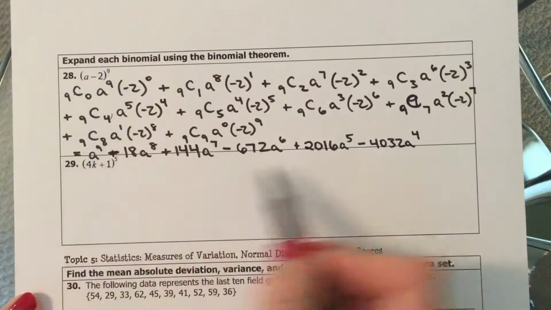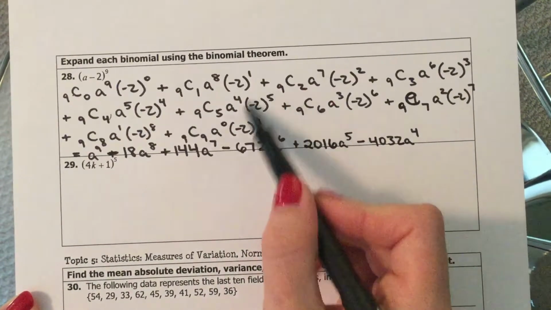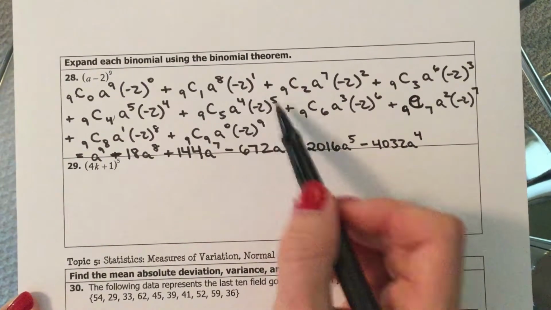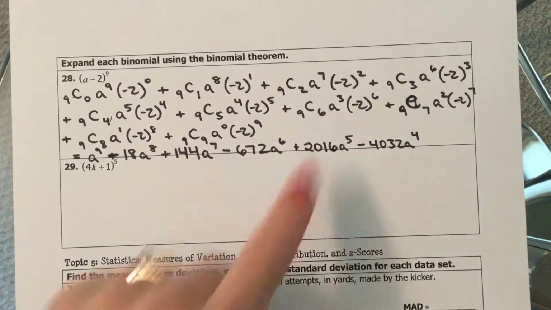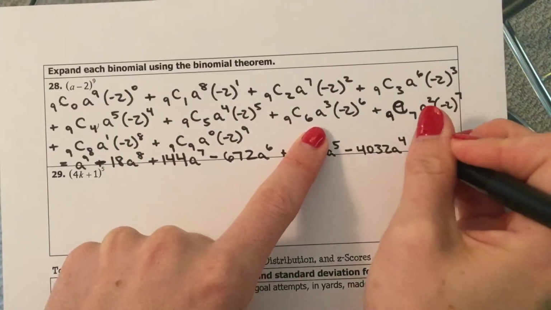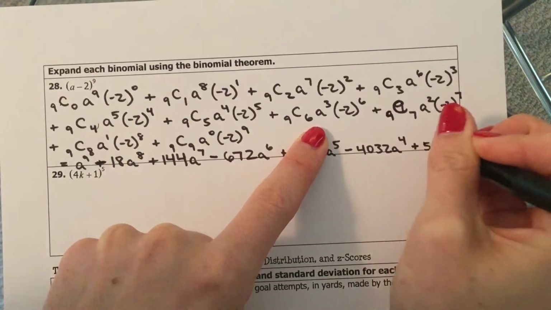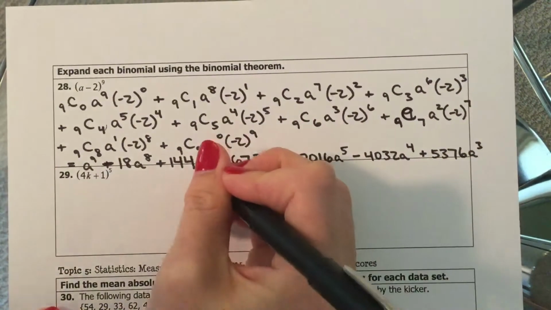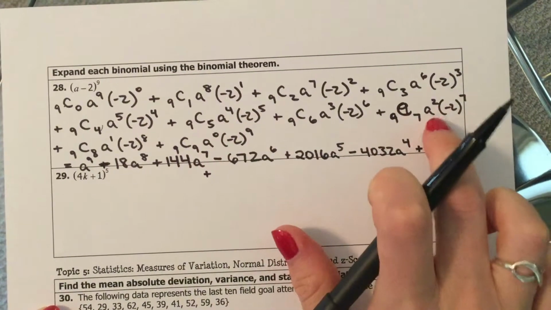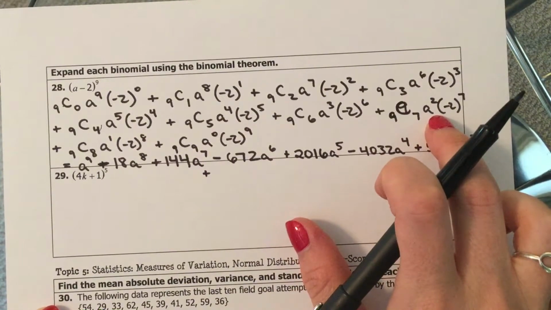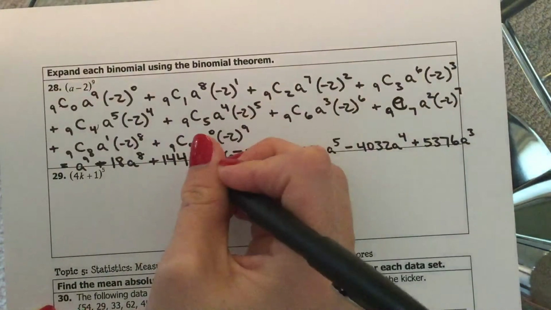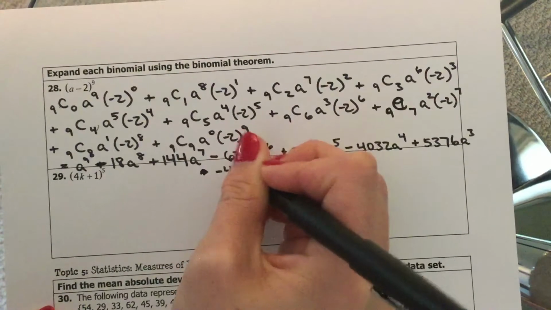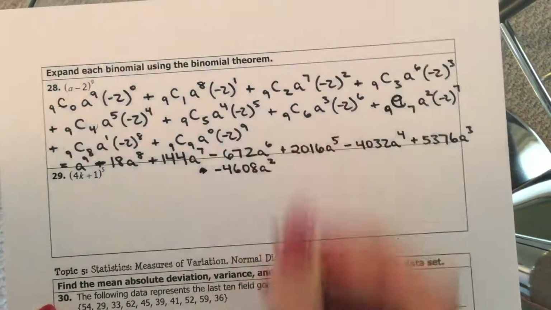Now normally you kind of reach a peak and then they go back down, but that's without a term like this. This term makes it keep increasing and increasing. This one right here is a +5376, a to the 3rd. I gotta sneak the rest of these in here. This term ends up being a -4608. So sorry, -4608, a to the 2nd.